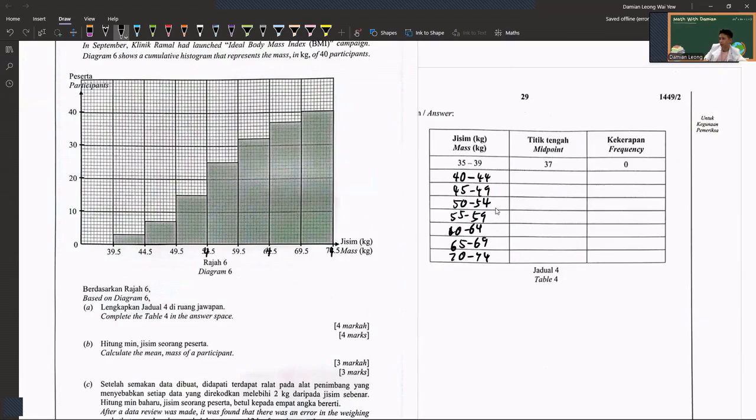Midpoints, just add the upper and lower limit divided by 2. So 42, 47, 52, 57, 62, 67, 72.